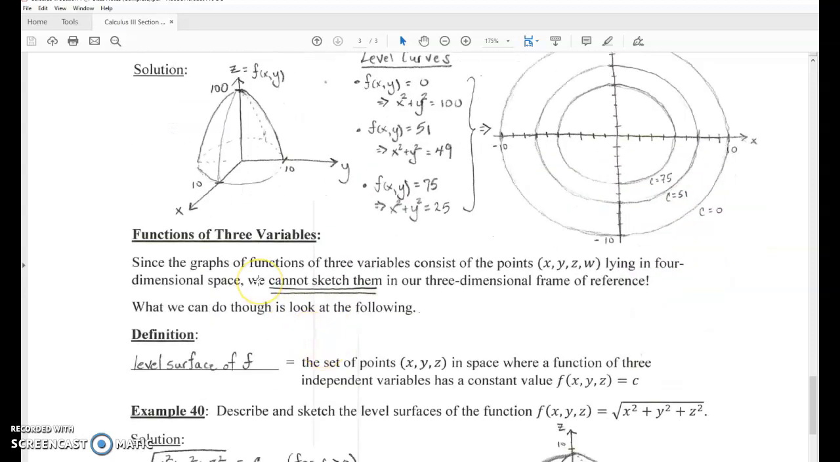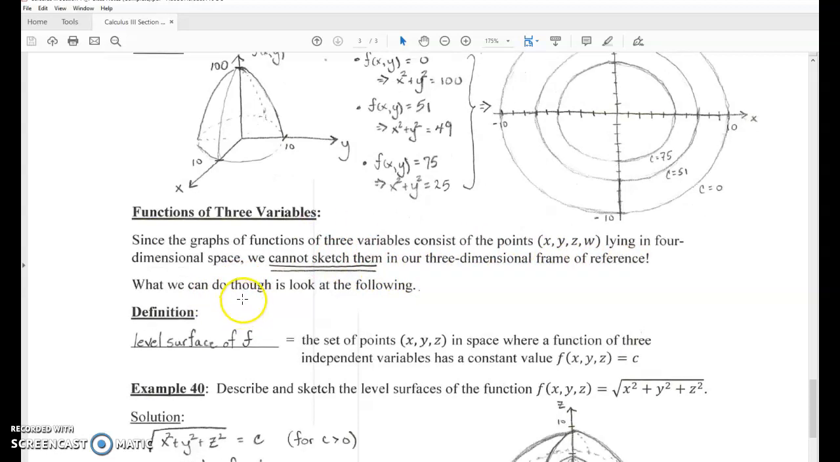Now functions of 3 variables. Since the graphs of functions of 3 variables consist of the points x, y, z, and w lying in 4-dimensional space, we cannot sketch them in our multi-dimensional frame of reference. So what are we going to do? Well, we can't look at the actual function of 3 variables, w equals f of x, y, z, because that exists in 4 dimensions. But what we can do is look at the level contours of that function of 3 variables, which then brings it down 1 dimension. And those are called level surfaces.